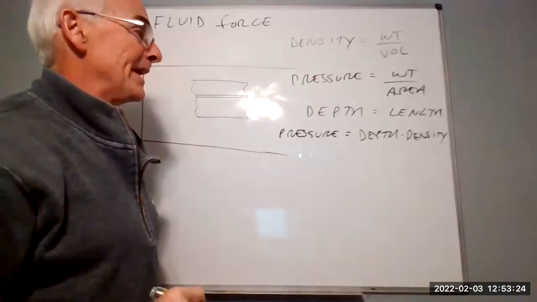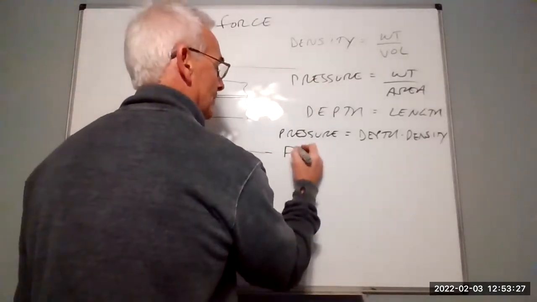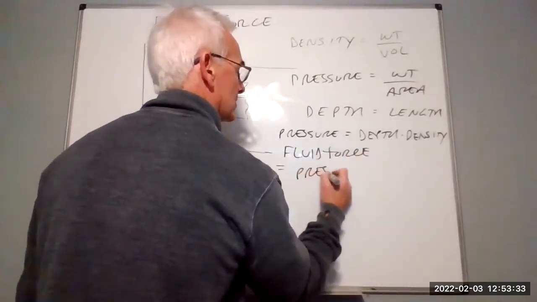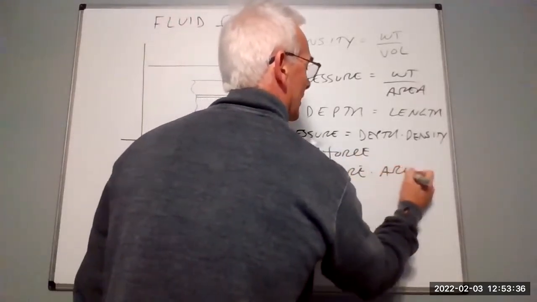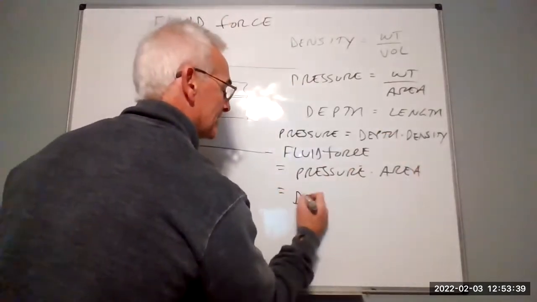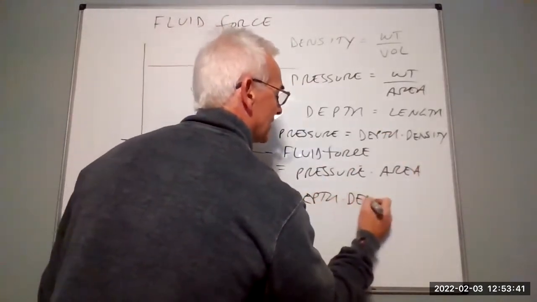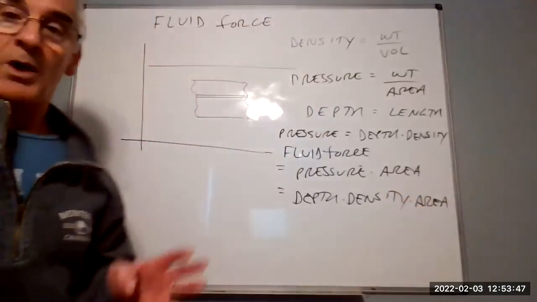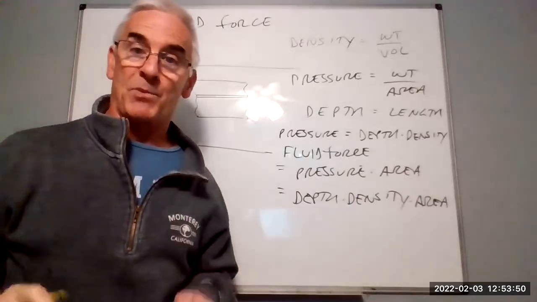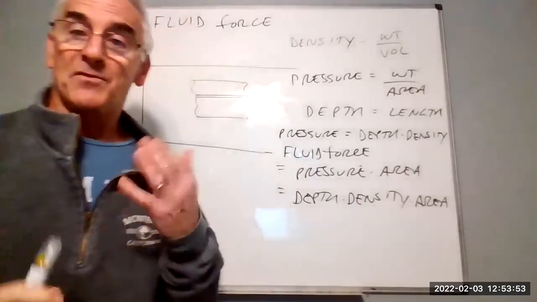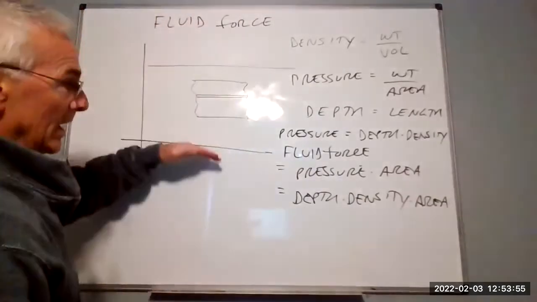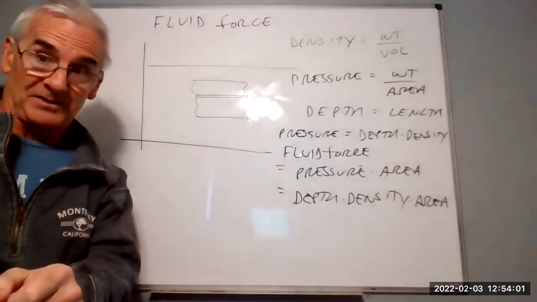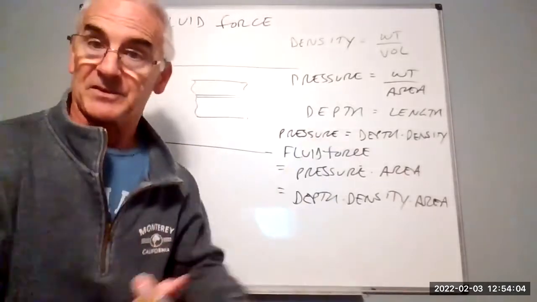We said pressure is weight per area. So how do I get fluid force in general then? Fluid force is simply the pressure times the area, which is equal to depth times density times area. We can see that from the units. That's why last day when we talked about units, it's so important that I understand. So if I want to find the force of a fluid at varying heights, I need the depth, I need the density, I need the area. Now, density will always be a constant. You don't calculate density, you're given density.